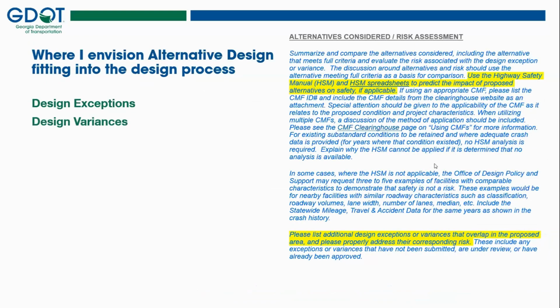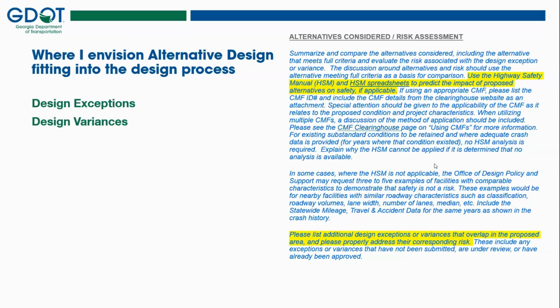And this slide shows an excerpt of our design exception or design variance template. Probably the section of this report that we want to look at is the alternatives considered and the risk assessment. So our template advises our designers to use the Highway Safety Manual and the HSM spreadsheets to predict the impact of proposed alternatives on safety, if applicable, since not everything has a documented CMF or a CRF. And then this also advises designers to list any additional design exceptions or variances that overlap in the proposed area and properly address their corresponding risk.